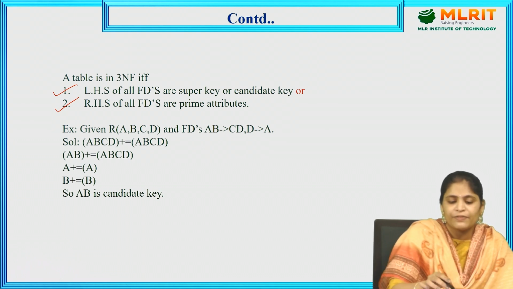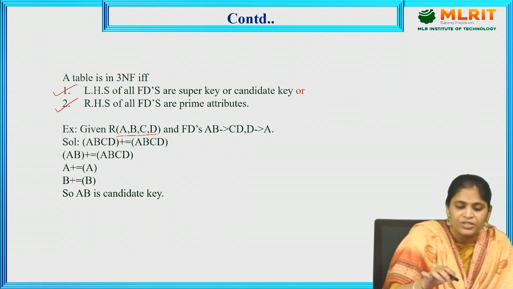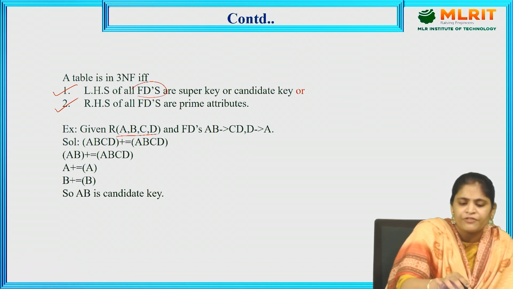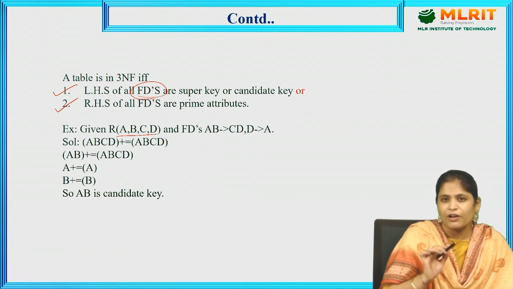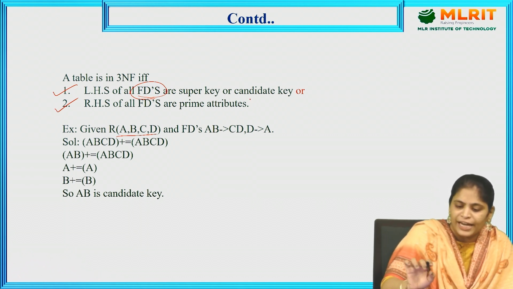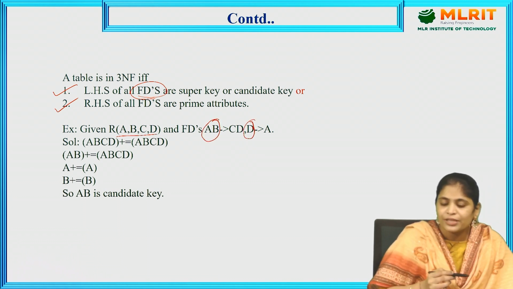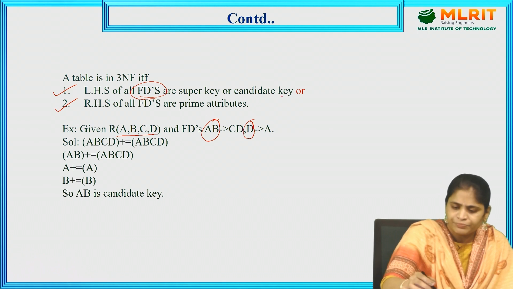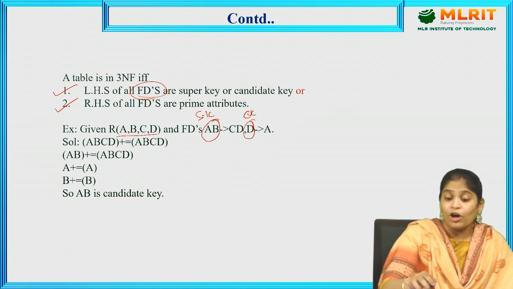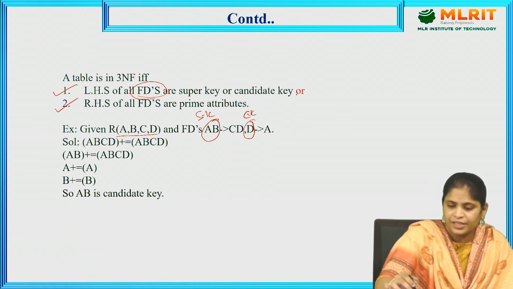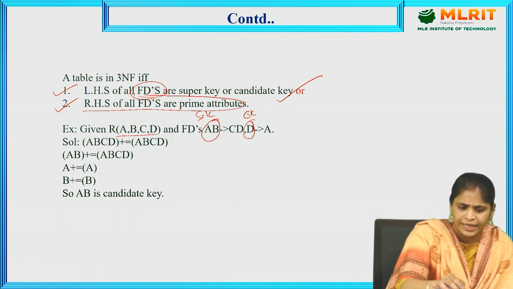A given relation must be in 3NF if it satisfies these 2 conditions. What are those 2 conditions? LHS of all FDs, here FDs means functional dependencies, LHS of all given functional dependencies must be a super key or a candidate key. That means these LHS parts must be either a super key or a candidate key, for all FDs. You have to satisfy this point, or you need to satisfy the second point.